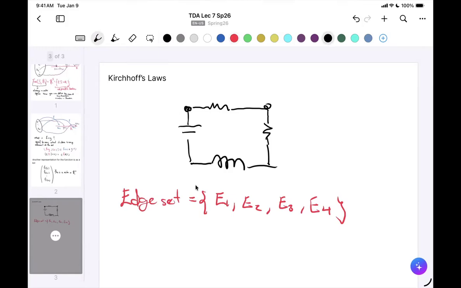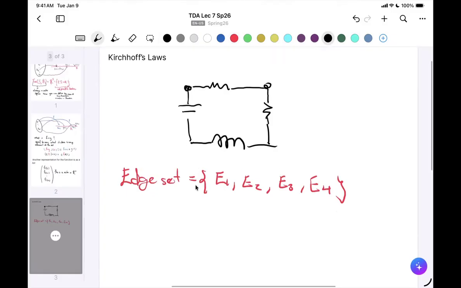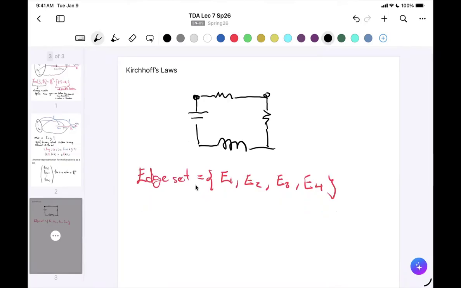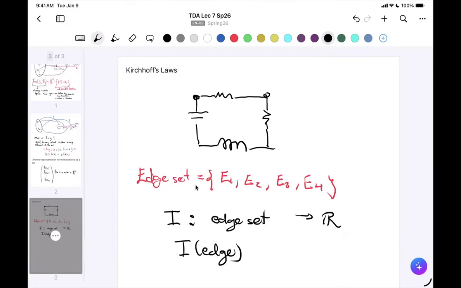I guess that's why an electrical engineer would like to use J for the imaginary unit, so as not to mix it up with the I here. I don't know if I should do an uppercase or lowercase, but let's just call it I like this, which would be from the edge set into the reals, right? And what is I of an edge? I of an edge is just the electric current passing through that edge, which in principle could be positive, negative, or zero, depending on how the current is interpreted, moving in one direction or the other. So it can be any real number. So the electric current.